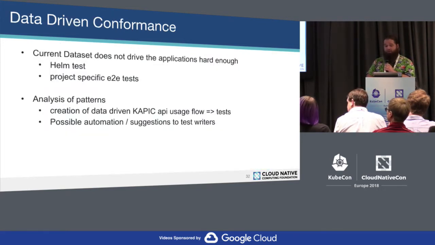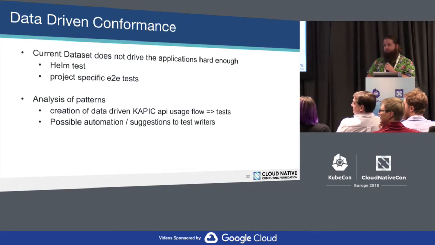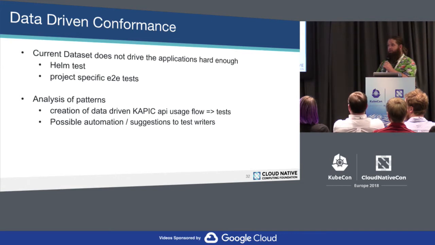Good question. How do you know that a particular tool actually uses only those APIs? Because you're probably running some tests, but maybe you're not testing everything. You can't cover it. Yes. And we need to try to drive those tests harder, and I think that's what this slide says. I need to figure out how to get Helm test or a project-specific e2e test to do everything that the application needs to do with the API. This allows us to do some analysis of their patterns. Does that answer your question?